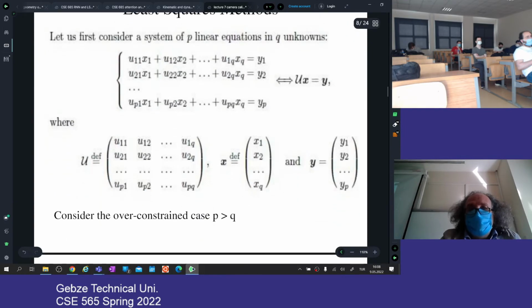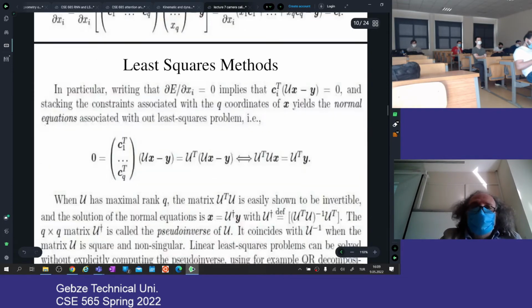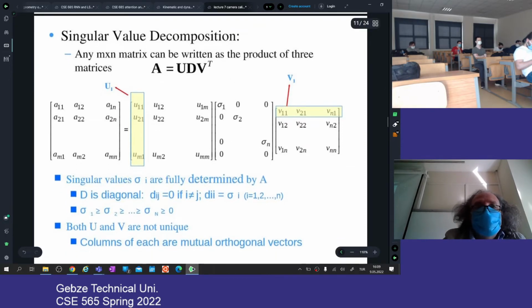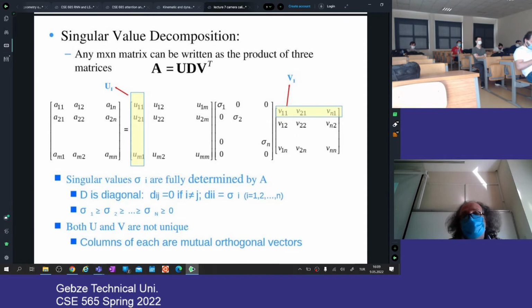For that, I need to introduce, well, maybe I need to remind you of some stuff from your linear algebra course. Singular value decomposition, you remember this? Singular value decomposition. Tekil değer çözümlemesi. Ayrışımı, tekil değer ayrışımı. Singular value decomposition. I am sure.